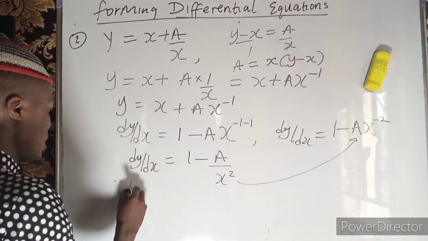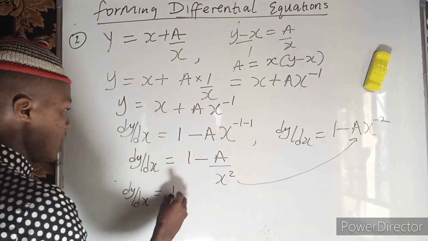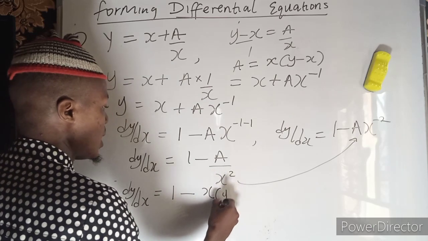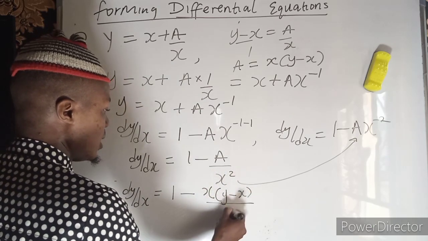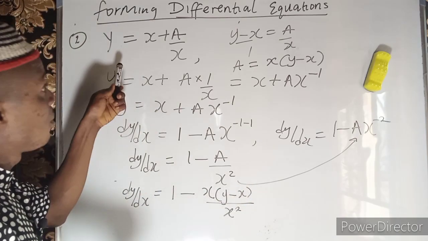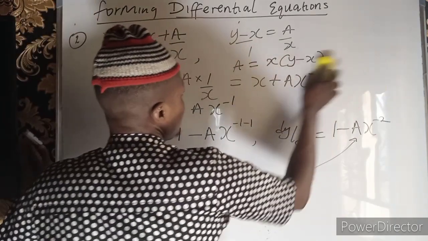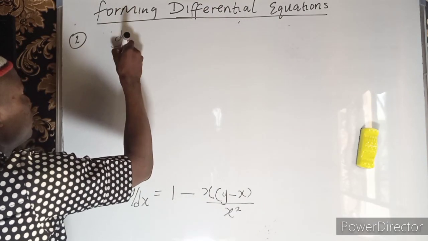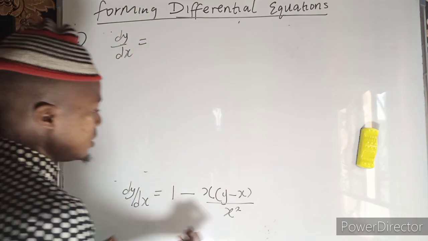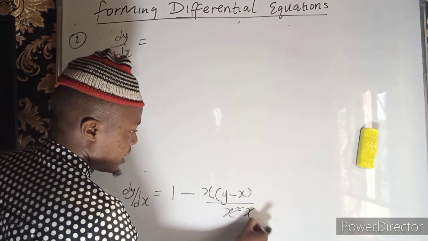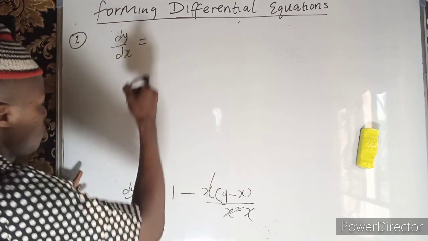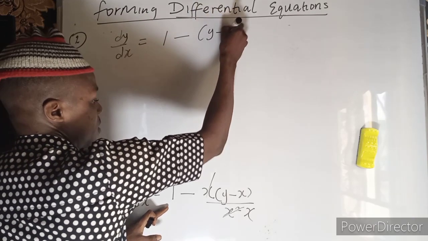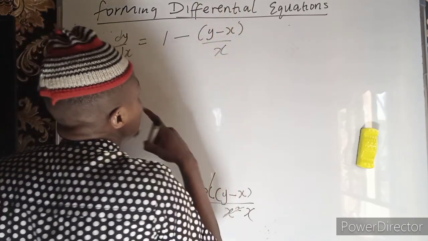I will now have that my dy/dx will be 1 minus, seeing a, I'll put in x times y minus x, all over x squared. I'll clean up here for continuation. Okay, so from here we continue. dy over dx will now give us, this x squared cancels itself, we'll have x, it cancels out this x. So we'll have dy/dx is now 1 minus y minus x all over x.